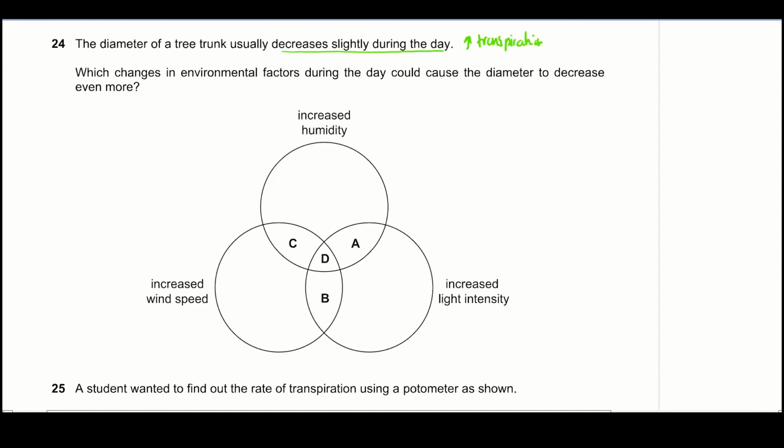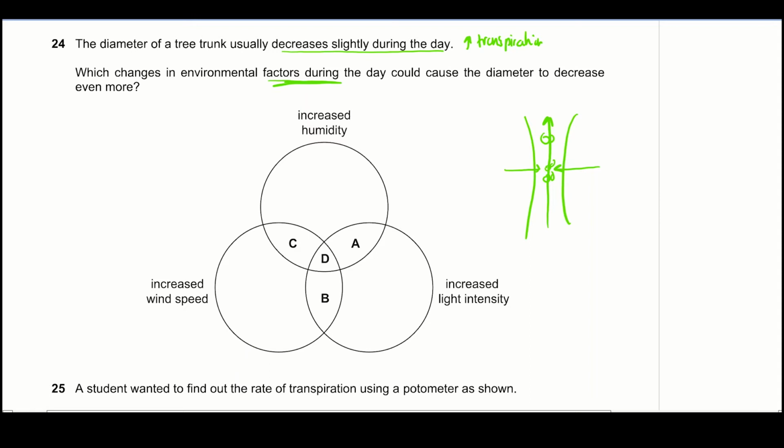The reason for that is when the diameter of the trunk decreases, this is because of increased cohesive forces between water molecules. This causes the trunk to move inwards due to tension. Therefore, here we're looking for the factors that increase the rate of transpiration.